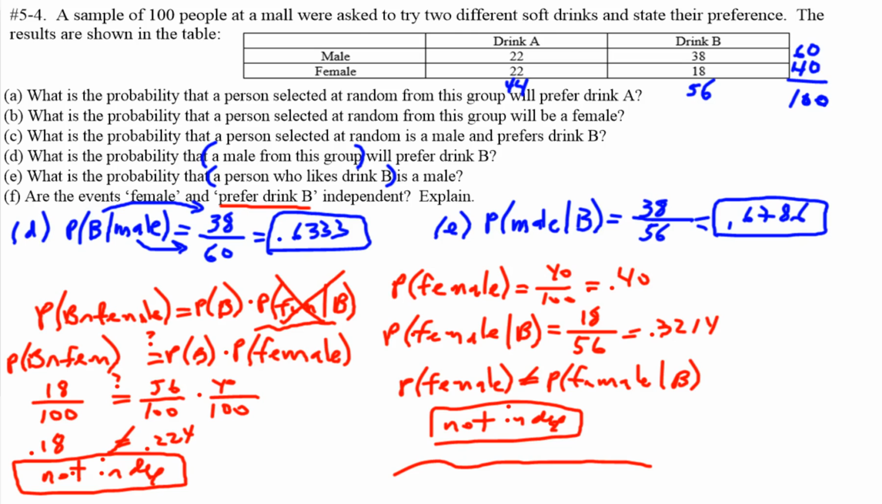Let's move on. So this question says a student has an 80% chance of passing their English final and an 85% chance of passing their math final. What's the probability that they will fail both their English and math finals? So go ahead and pause this and give this a try.